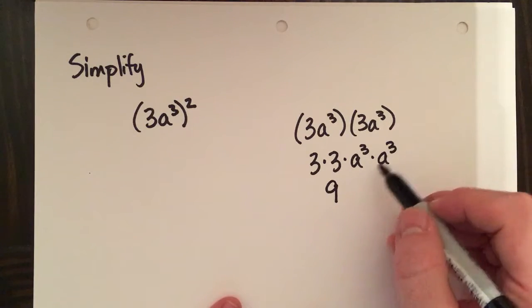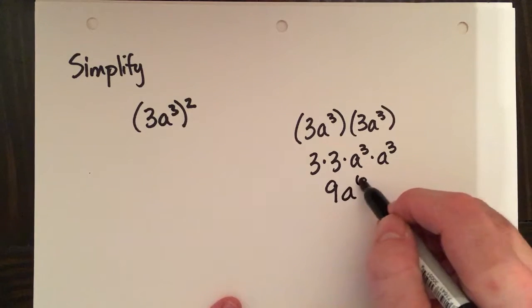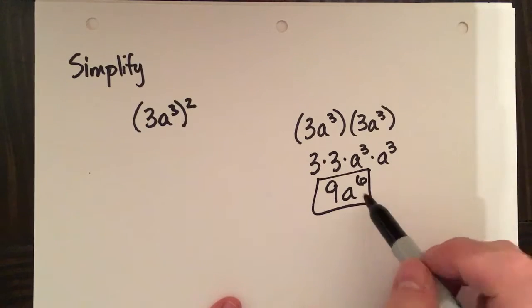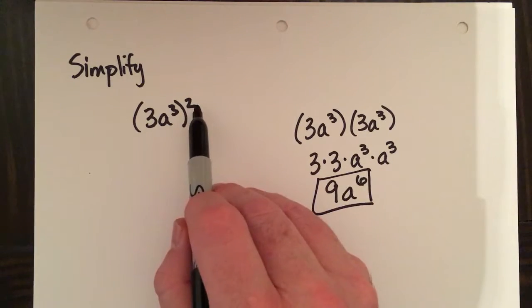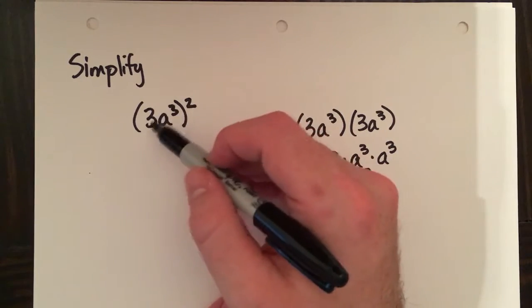A to the third, a power times a power. Remember from before, you add. So that would be 9a to the sixth. Well, that's kind of the long way, but you can see how it works. The short way is to distribute the exponent. So you can do that since there's no addition or subtraction.